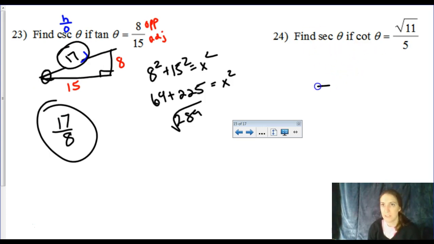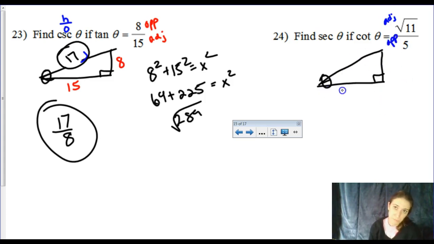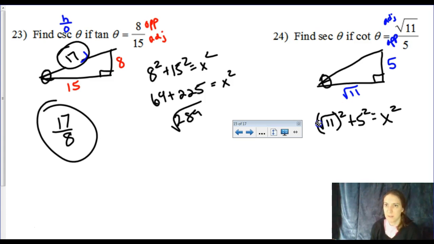All right, another fun one. I don't see a direct relationship between secant and cotangent. So just to kind of visualize what's going on, I'm going to have to draw myself a little picture. Cotangent is the reciprocal of tangent, so it's adjacent over opposite. So adjacent is square root of 11. Opposite is 5, and this is not like a typical Pythagorean triple because it's not even an integer. So we're going to set up the Pythagorean theorem where the square root of 11 squared plus 5 squared equals the hypotenuse squared. So that's 11 plus 25. Oh, that's nice. Comes out to 6, huh?